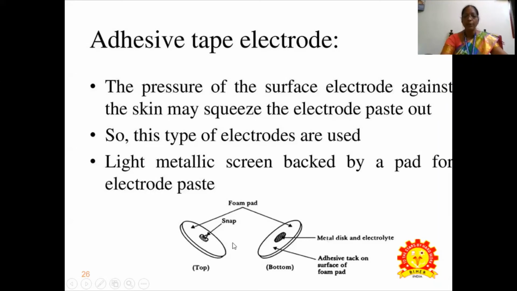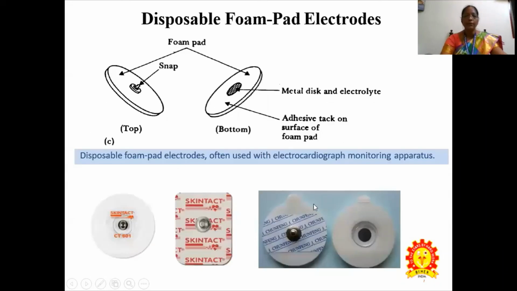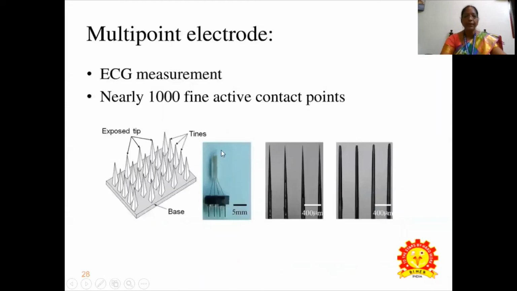This is the top portion of the electrode, and this one is the metal disc with the electrolyte, the adhesive part of the electrode, which is the bottom one. The same thing is shown here. It is disposable, and these are the types of disposable electrodes. The multi-point electrode is used for ECG measurement. Nearly 1,000 fine active contact points are here. These are the different types of multi-point electrodes.